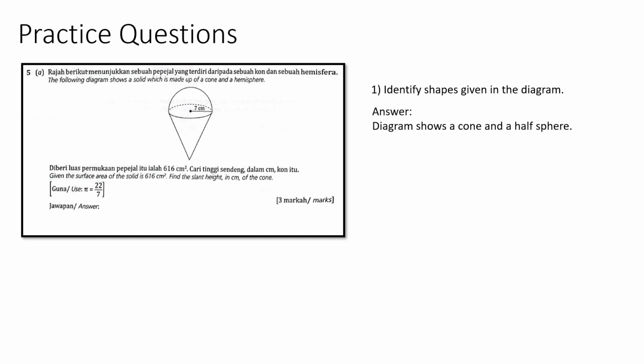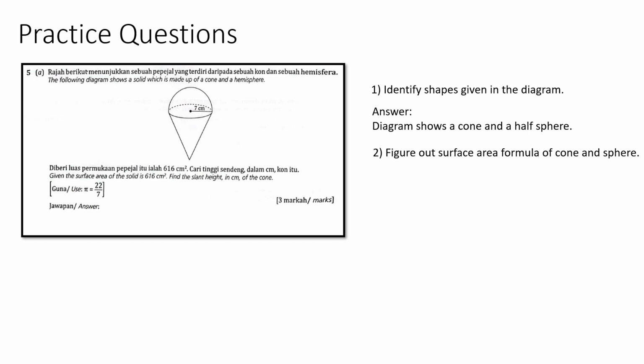Alright, the next question over here, they have given a solid and then given the surface area of the solid is 616 cm square. Find the slant height in cm of the cone. Okay, first of all, identify the shapes given in the diagram. So over here, we have a cone and also a half sphere. Half sphere over here means for the sphere formula we need to divide by 2, because over here they only give one part of the sphere.